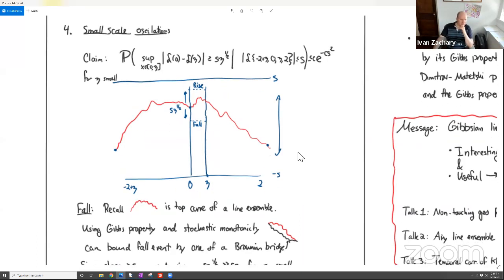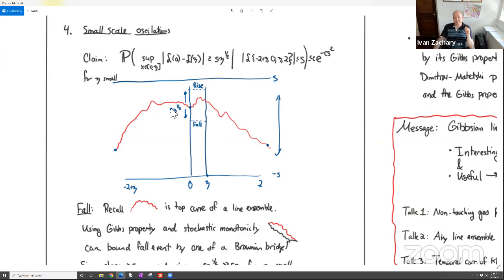So the proof of this splits into two things. One has to do with a quick, a large fall. What's the probability that the value decreases quickly in this interval to below S times eta to the 1/2, and what's the probability it increases? So we'll first talk about the fall event, the probability that it goes down very quickly.